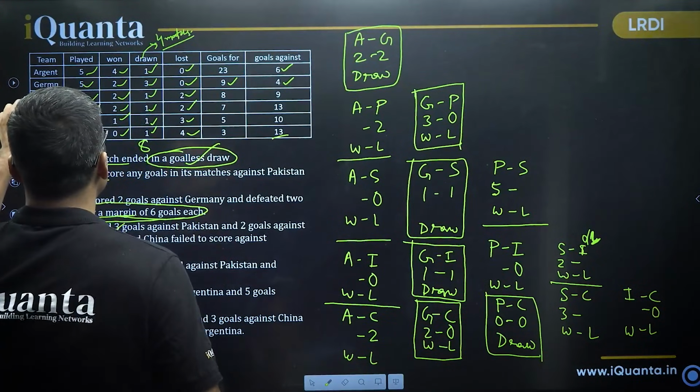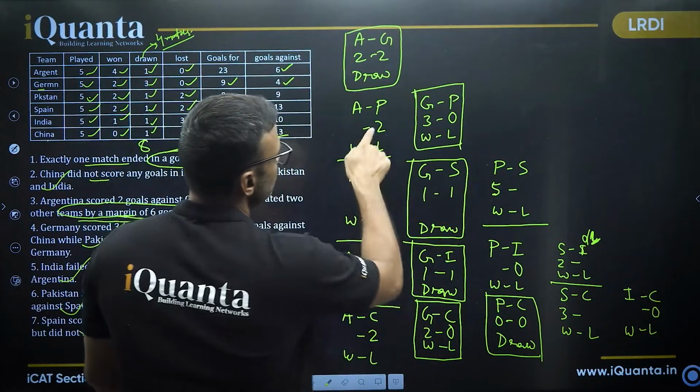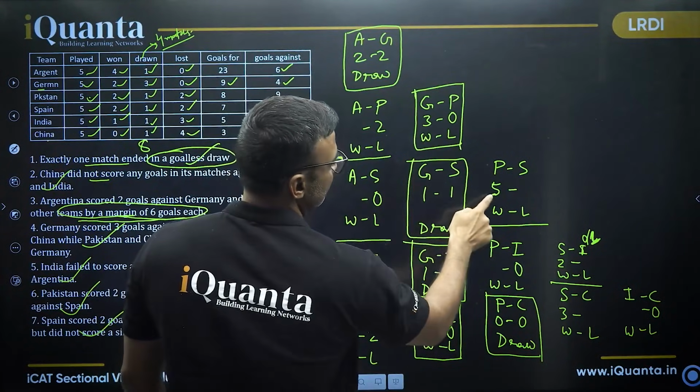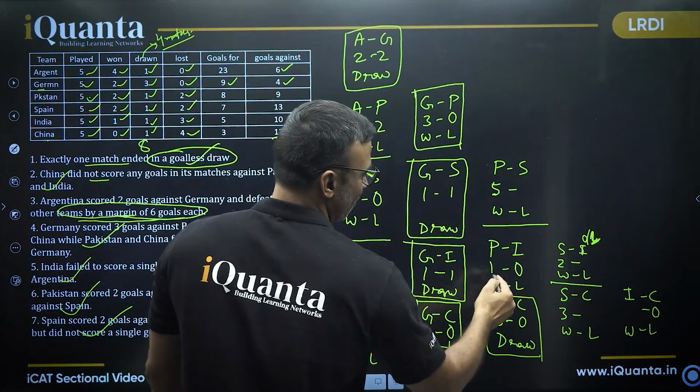We haven't checked Pakistan and Spain. So let's check. Pakistan goes for 8. So Pakistan 2 and 0 and 5, 7 and 0. Wow. So this has to be 1.